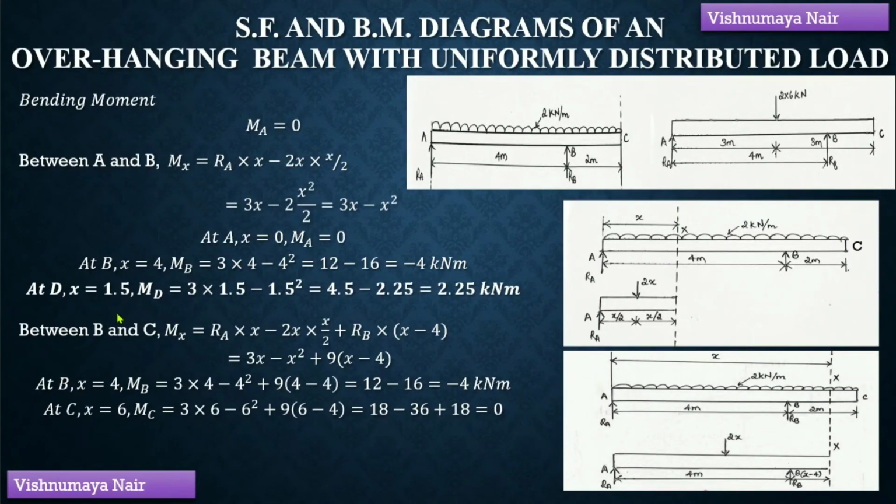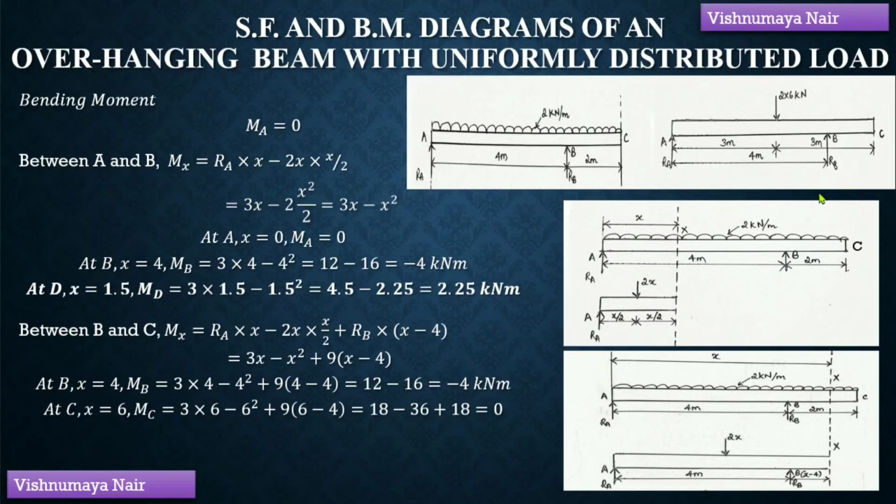From the shear force diagram, we found out that at the point D, that is at a distance of 1.5 meters from the end A, shear force is equal to 0. Let's find out the bending moment at that point also. MD will be equal to 3 into 1.5 minus 1.5 square, which is equal to 4.5 minus 2.25, which is equal to 2.25 kilonewton meter. Therefore, at the point where the shear force is 0, we have bending moment equal to 2.25 kilonewton meter.